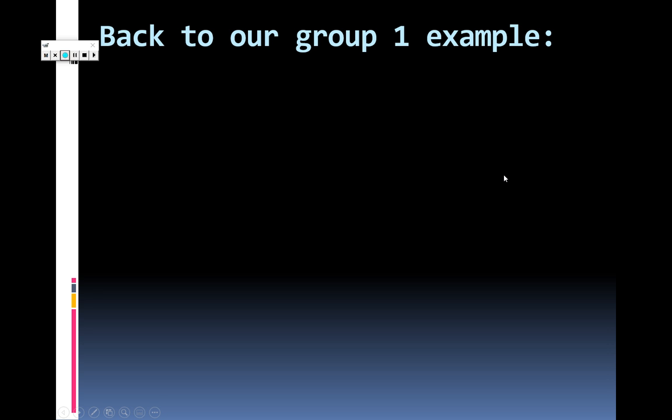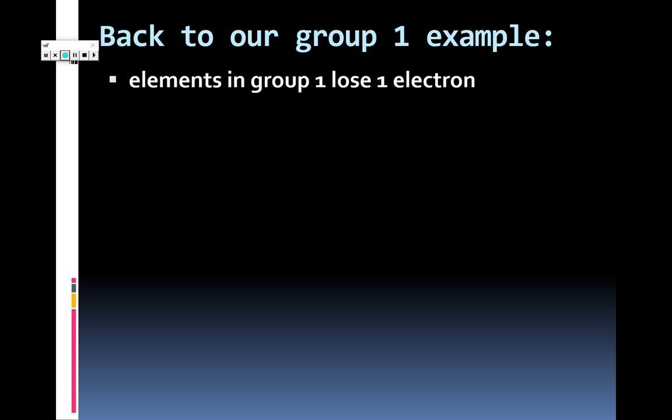Okay, so if you go back to group 1, the elements in group number 1 lose 1 electron. The groups are labeled sort of weirdly on this periodic table, because sometimes you'll see it, in fact, what does this one do?